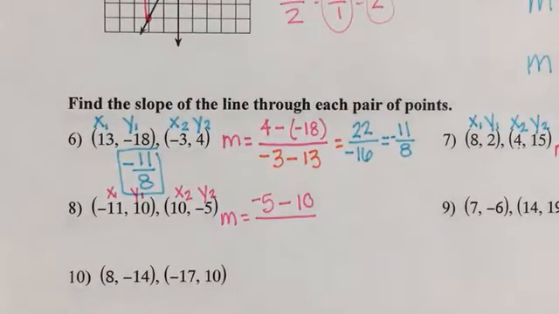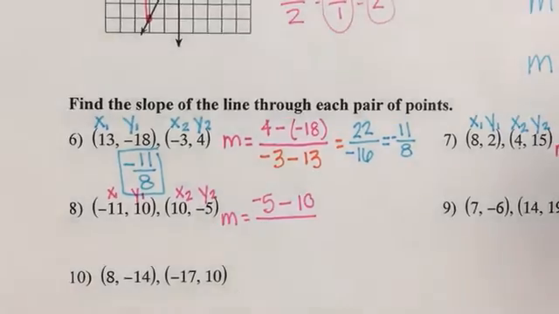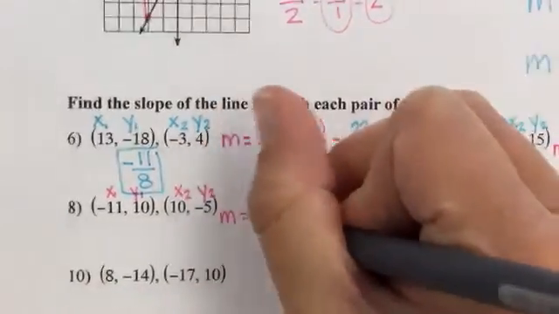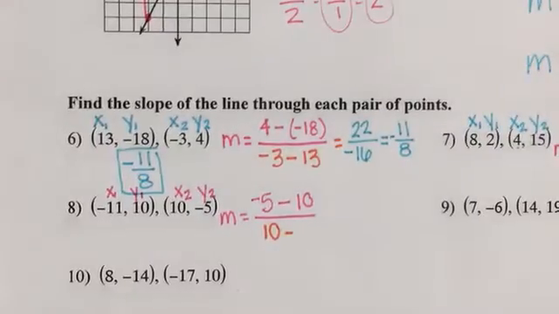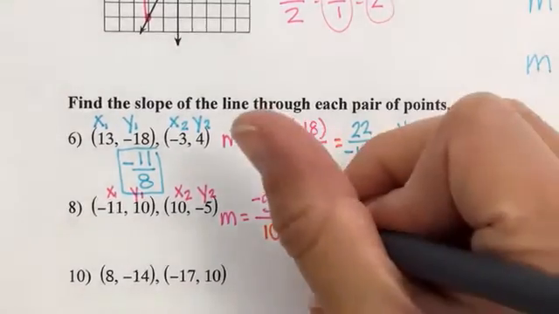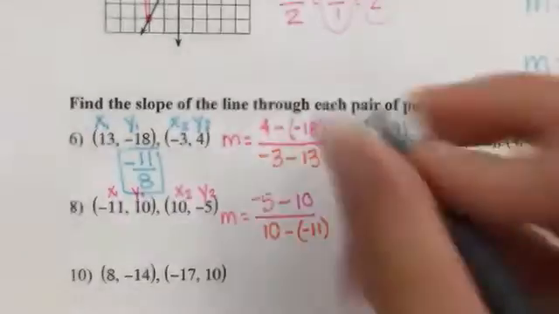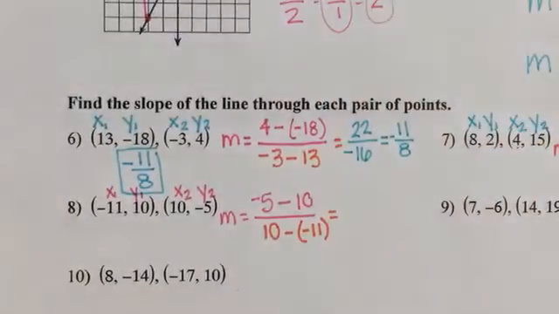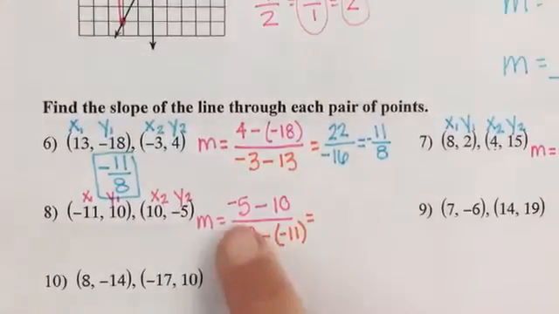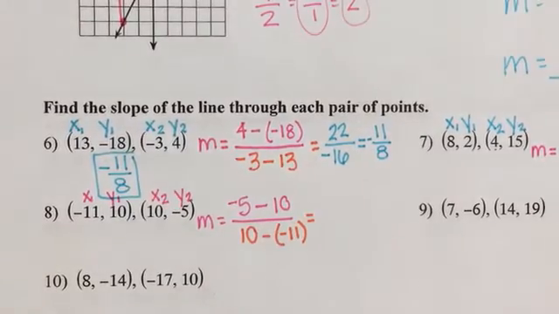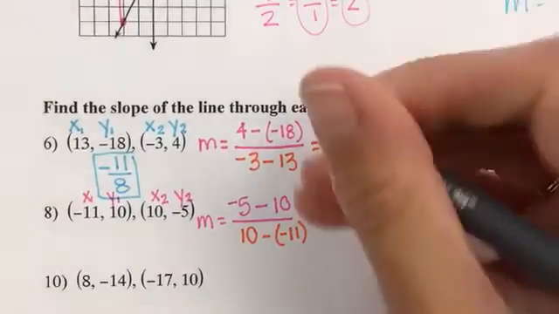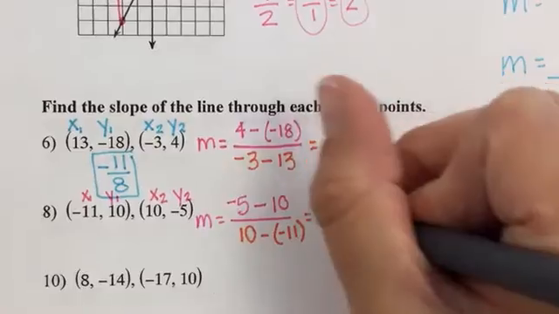Kennedy, what is my X2? 10. And Lydia, what is my X1? Negative 11. That's right. So notice how I put that in parentheses because I have a minus a negative. If you guys are comfortable doing these calculations, if you have negative 5 and you take away 10 more, you end up at a negative 15.